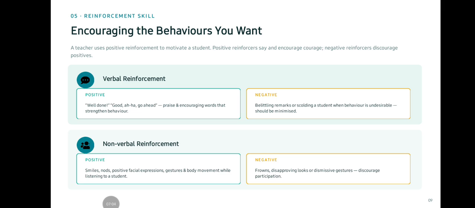In verbal reinforcement, the negative is belittling remarks or scolding a student when behavior is undesirable, which should be minimized. In non-verbal reinforcement, positive is smiles, nods, positive facial expressions, gestures, and body movement while listening to a student. Negative: frowns, disapproving looks, or dismissive gestures discourage participation.